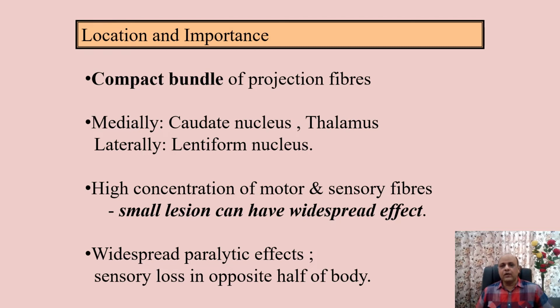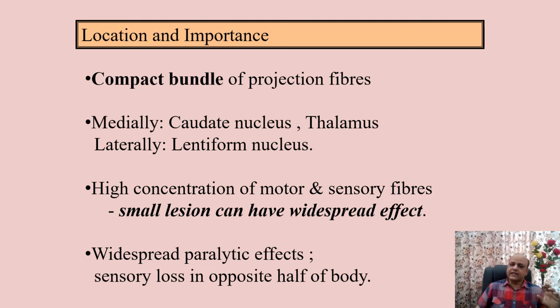We will see how. So for the time being, it's a compact bundle. It is also important to remember that the internal capsule is a compact bundle, so the fibers are condensed here. That is what we mean when we say it's a compact bundle of projection fibers. If you look at the boundaries of the internal capsule, medially we have the caudate nucleus and thalamus, while laterally we have the lentiform nucleus. So I'll again show you these boundaries.